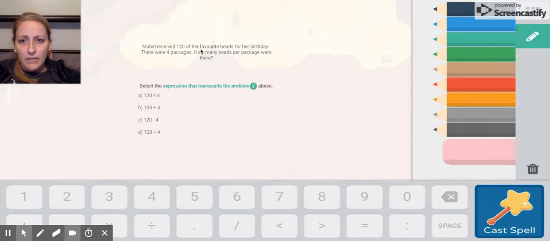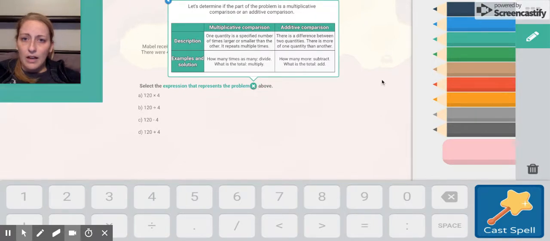Okay, Mabel received 120 of her favorite beads for her birthday. There were 4 packages. How many beads per package were there? So I know that I could just do 120 divided by 4. But it says select the expression that represents the problem above. If the student is stuck, they can click on this light bulb here, and it'll give them a breakdown.